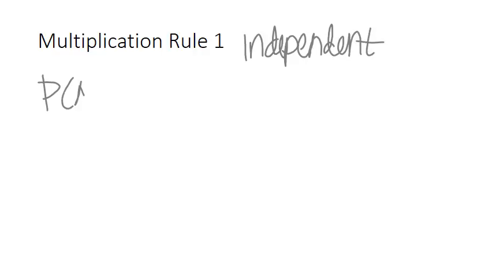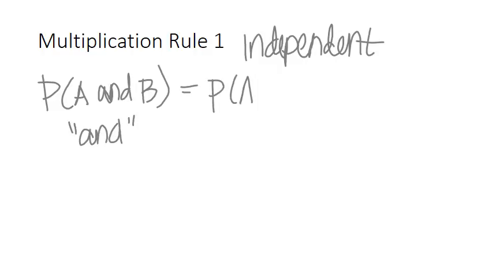So we come to multiplication rule number 1. If two events are independent, then we say that the probability of A and B happening, remember that keyword and, we say the probability of A times, because we're multiplying, the probability of B. That's pretty much it.